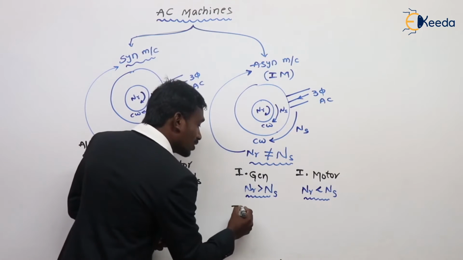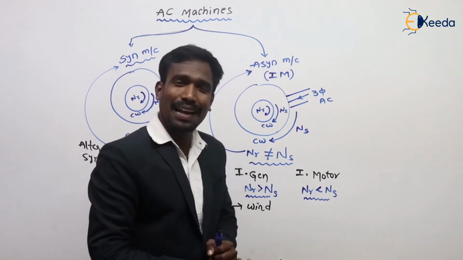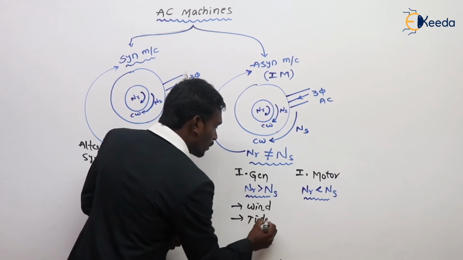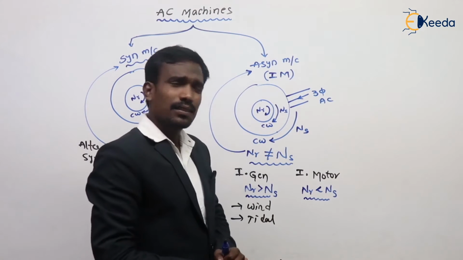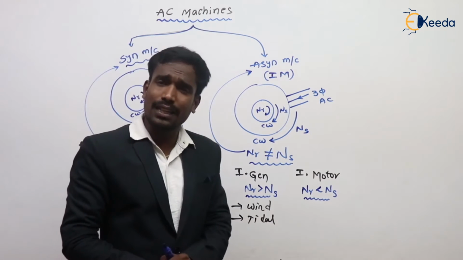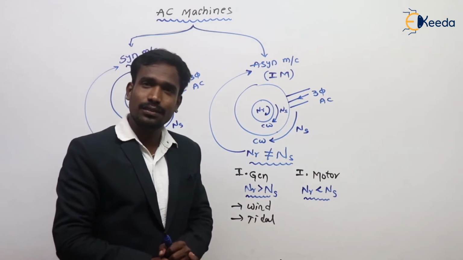Induction generators are used in wind power plants. Induction generators are used in tidal power plants. Sir, why are we using induction generators in wind and tidal power plants? Why not in hydro, nuclear and thermal power plants?